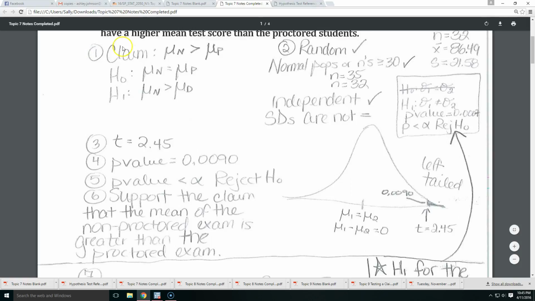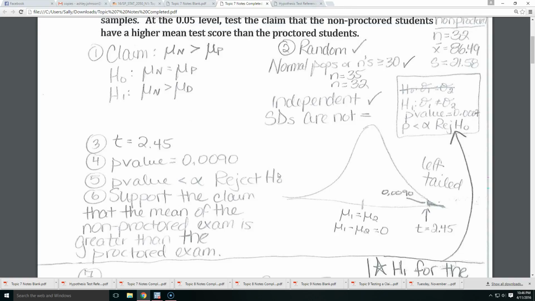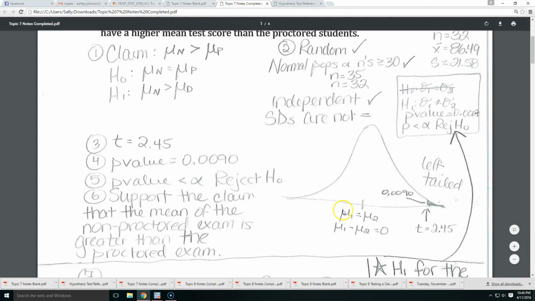That's one thing I'm finding that students have a slight issue with: sometimes if you reject H0, people will automatically reject the claim. But they can match. You can have reject, reject, or you can have disagreement, or you can have fail to reject too. So we're supporting the claim that the mean of the non-proctored students is greater than the proctored students. And of course, my first question is, well, by how much? That's what the confidence interval is going to tell us.